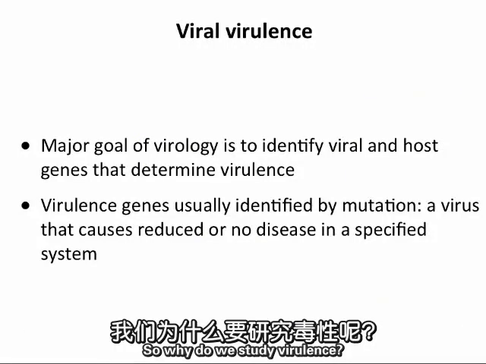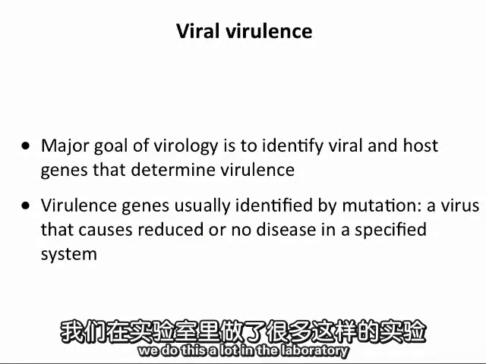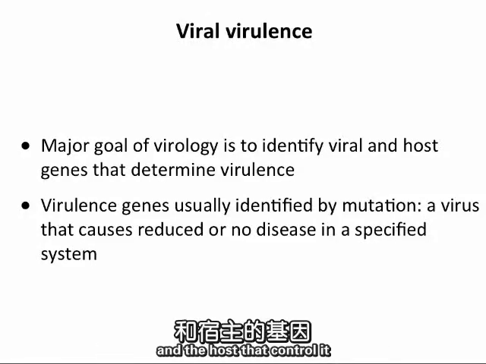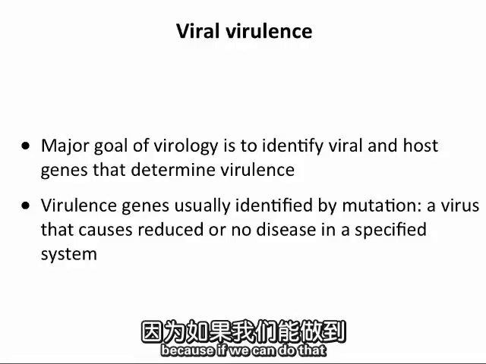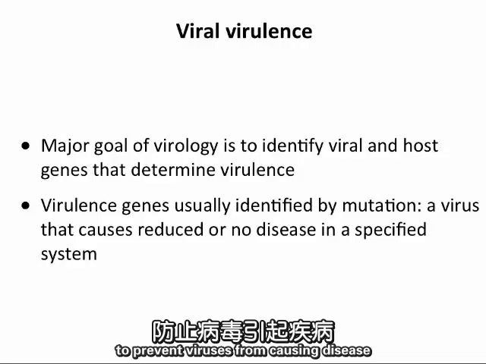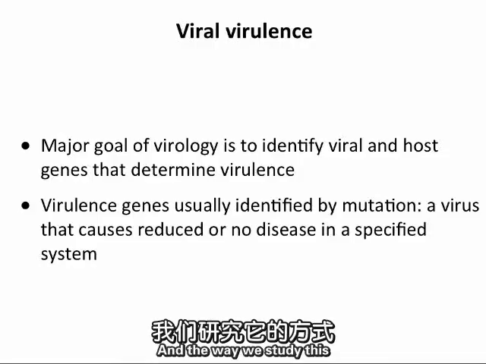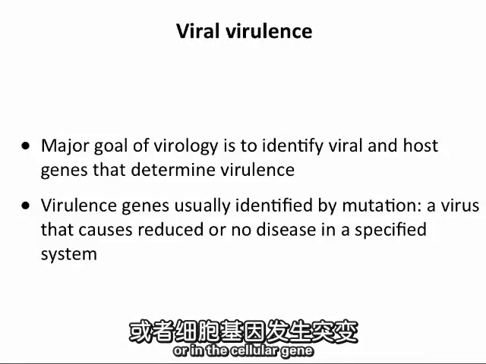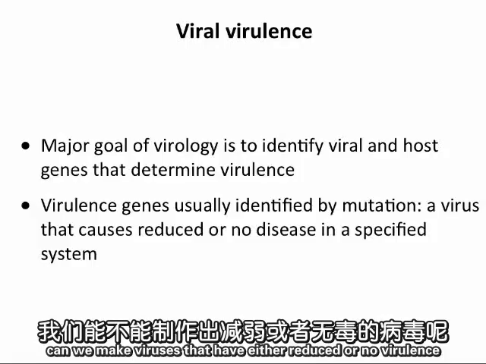So why do we study virulence? We do this a lot in the laboratory. The goal is to identify genes of both the virus and the host that control it. Because if we can do that, we might be able to design interventions to prevent viruses from causing disease. And the way we study this, the way we identify genes, is we make mutations. We make mutations in the virus gene or in the cellular gene, and then we see, can we make viruses that have either reduced or no virulence?